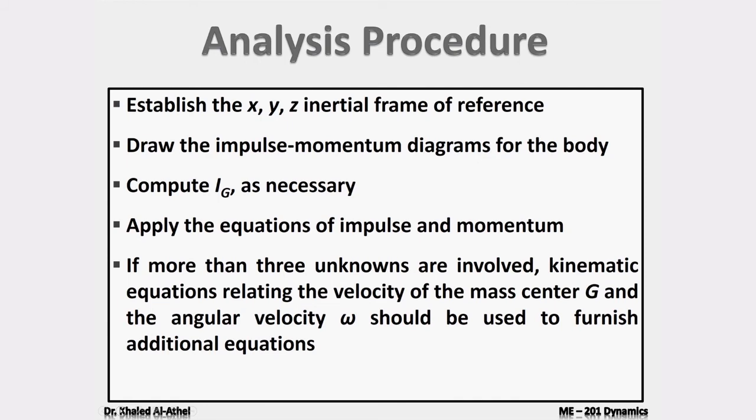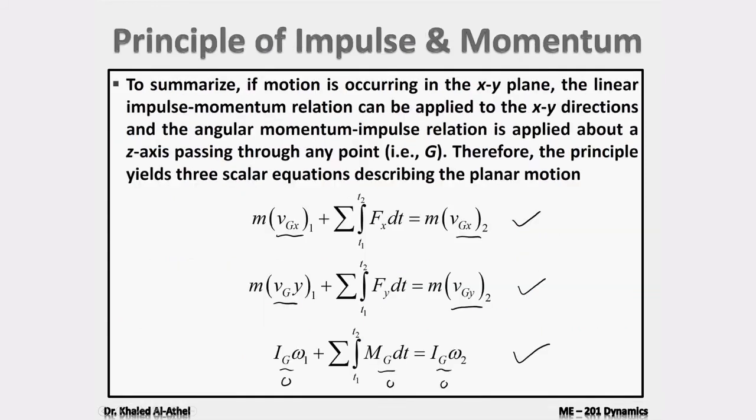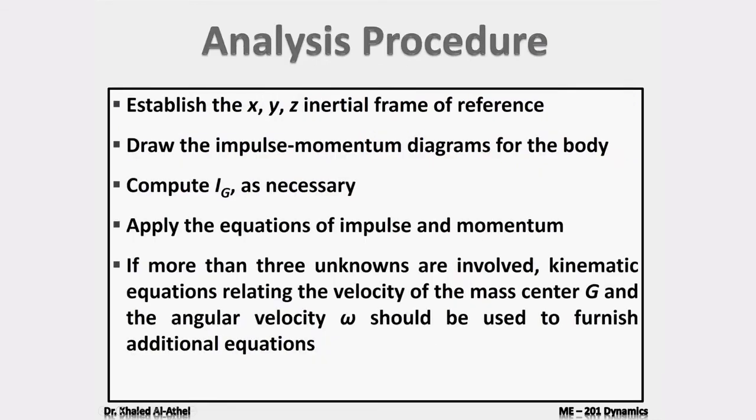And then you would apply the equations of impulse and momentum. Now, you might need to apply the linear as well as the angular equations, or you could apply only the angular or just the linear. It depends on the type of motion that you have. And keep in mind that these are three equations, so you can solve up to three unknowns. If you have a fourth unknown, more than three unknowns, then you have to rely on kinematic equations to solve whatever unknown that you might have. So nothing new with the theory, just the way we apply it for rigid bodies.